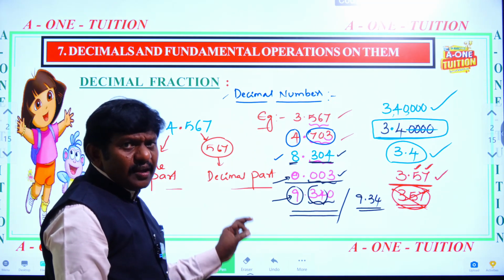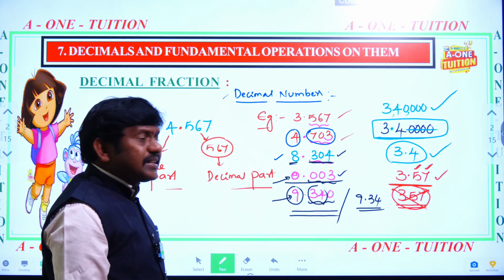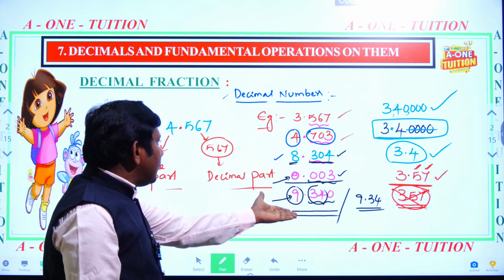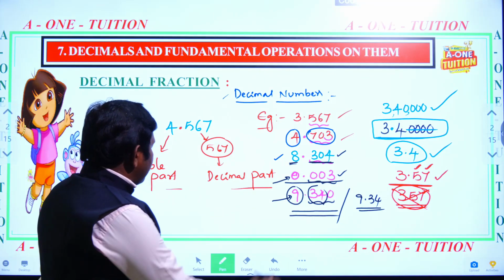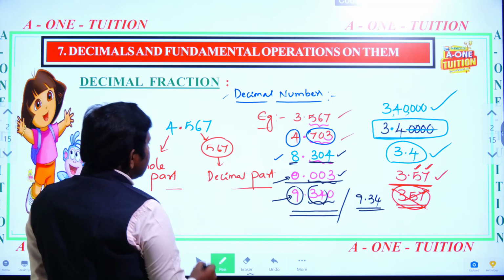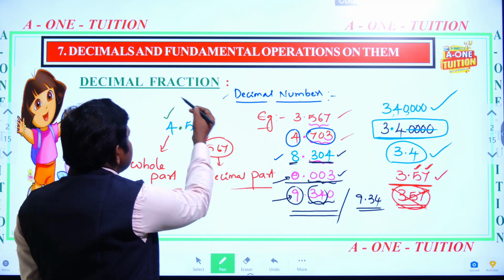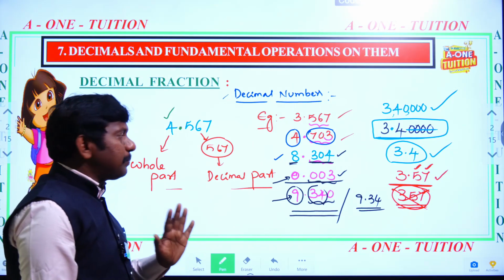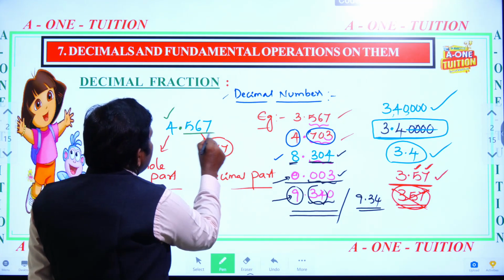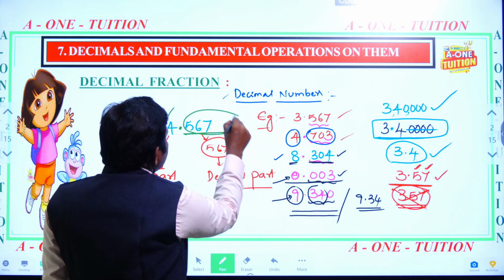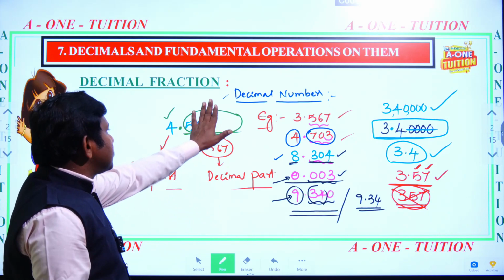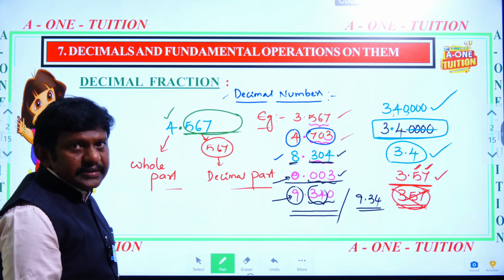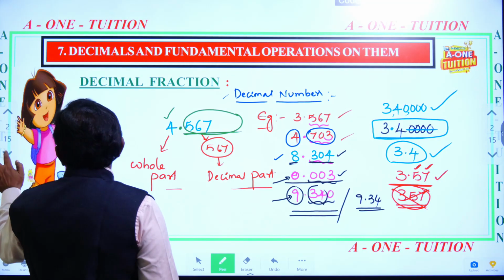Then finally, what can we say about decimal numbers? The numbers which can be expressed in the form of a decimal are called decimal numbers. In these decimal numbers, mainly two parts are there. Before the decimal, this is the whole part or complete part. After the decimal, whatever digits are there are called the decimal part. Left side is the whole part, and in the middle it is called the decimal.